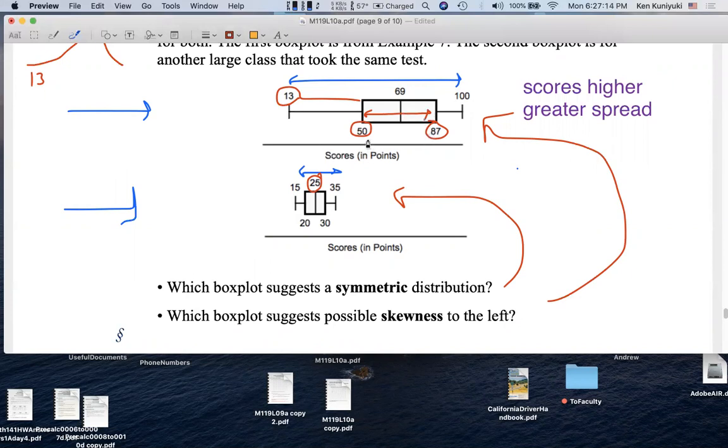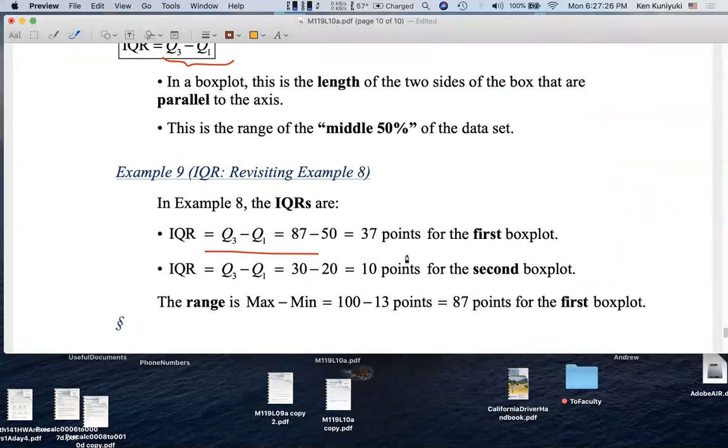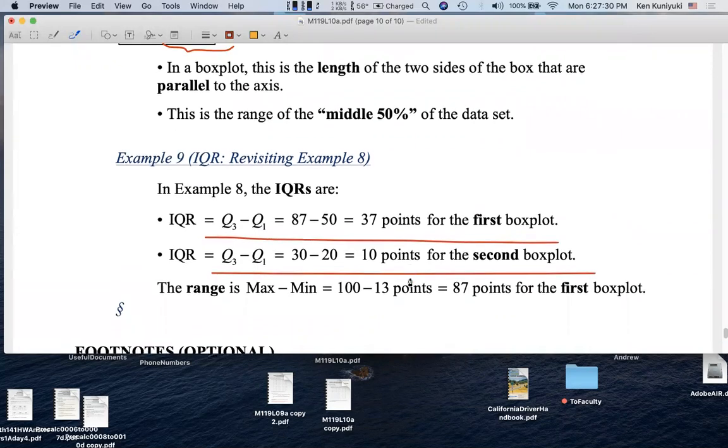Here, 87 minus 50 points is 37 points. Here, 30 minus 20 points is 10 points. That indicates tighter clustering about the median here. Q3 minus Q1, the width of the box, basically.